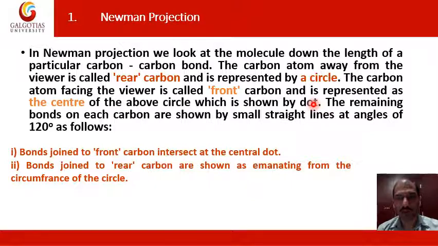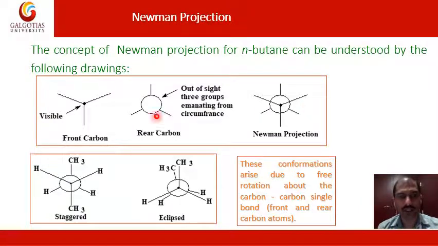So one carbon is represented by the dot, and the other carbon, the front carbon, represents the center of the circle, shown by a dot. The remaining bonds on each carbon are shown by small straight lines at an angle of 120 degrees. The bonds joined to the front carbon intersect at the central dot, and the bonds joined to the rear carbon are shown as emanating from the circumference of the circle. Once you see the example, it will be easier. This dot is the front carbon. This is the rear carbon, shown as a circle, and it is attached to another carbon having the same kind of atoms attached in this manner.